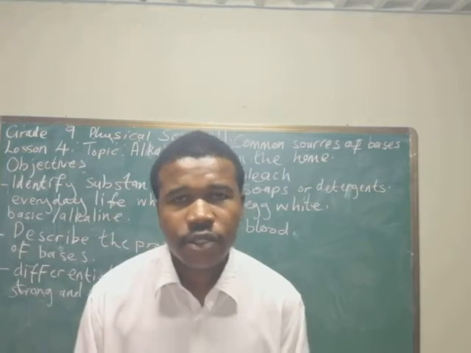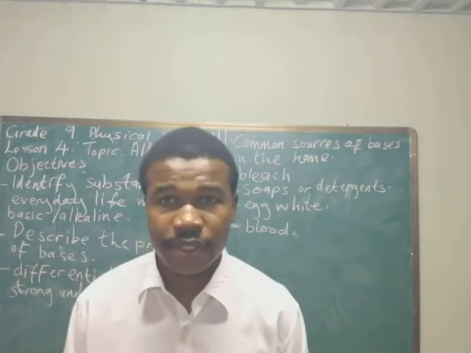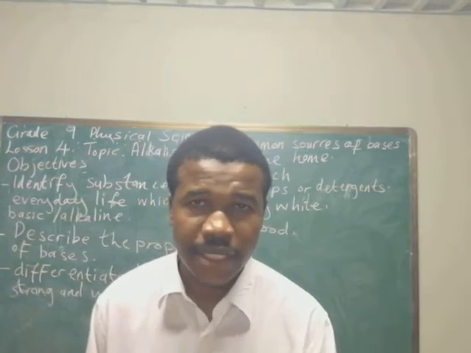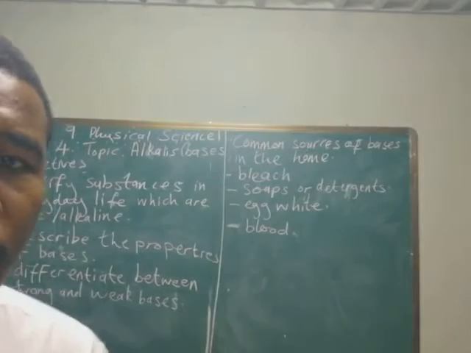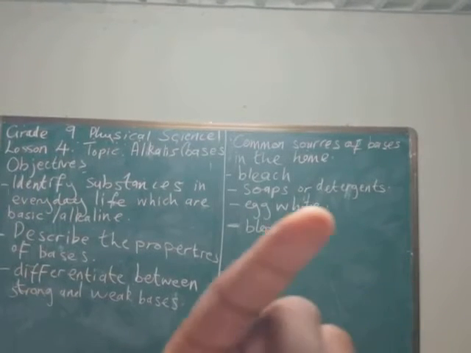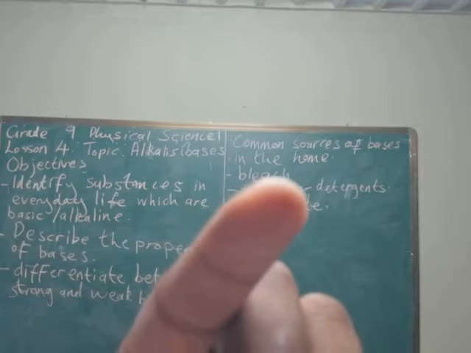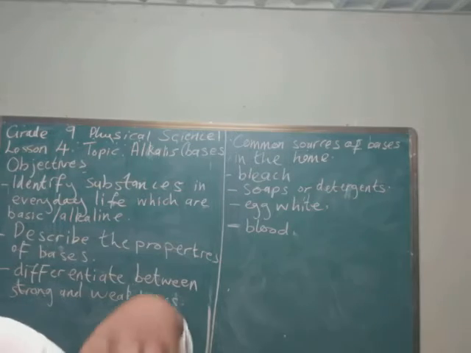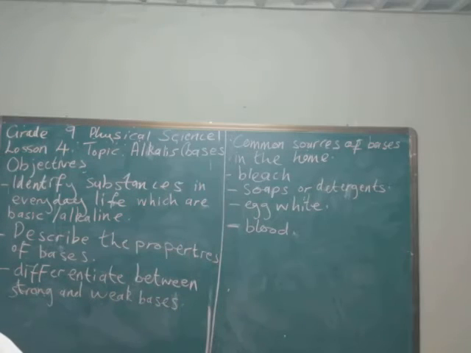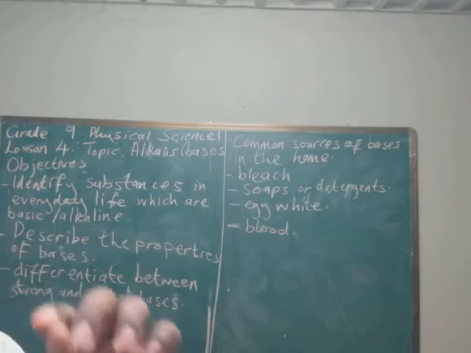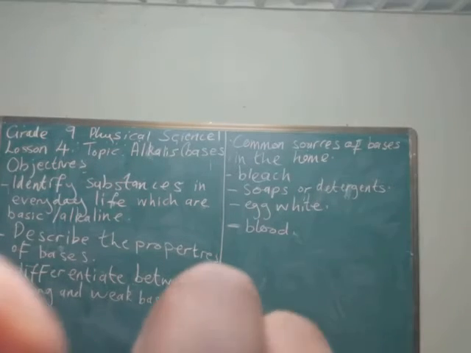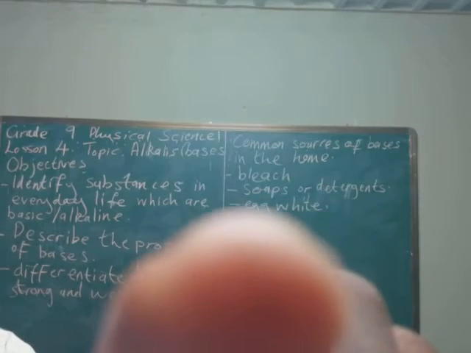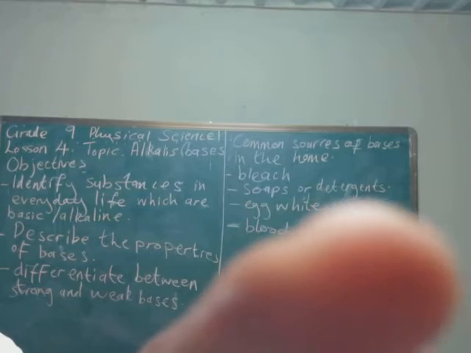Right, so now let us look at some of the common household items that actually are basic in nature. I wrote some of them there on the board for you. The first one that I can see is bleach. If you think of things like Harpic or Domestos, we used to use Harpic when you want to wash white clothes and you really want to whiten them out. Then you have what we call a bleach. Then you also have soaps and detergents.